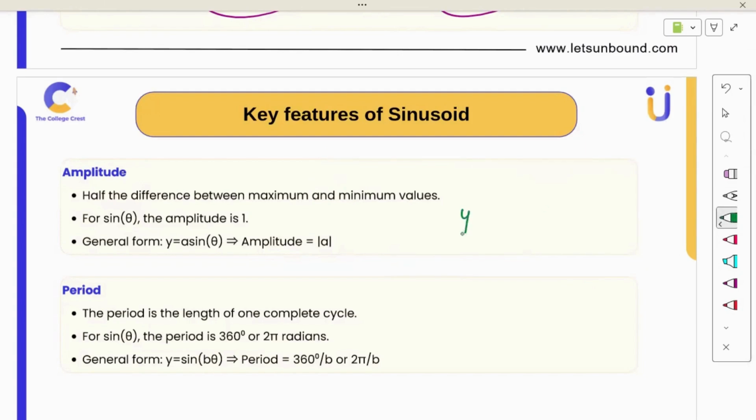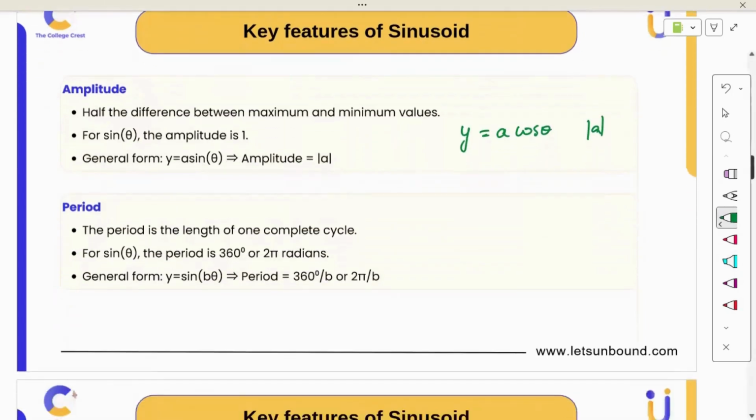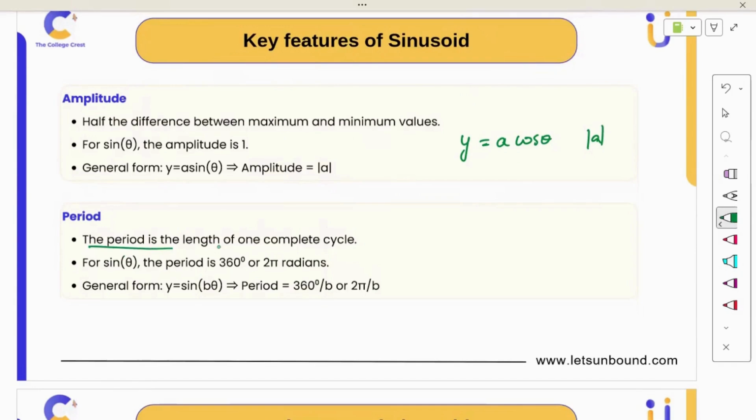If it's a general form, you have y equal to a cos theta, where the amplitude is the modulus of a, right? Now coming to period, we discussed in our first episode what a period is. The period is the length of one complete cycle. For sine theta, the period is 360 degrees, or in radians, 2 pi. In the general form, the period will also differ. It's not always 2 pi. When we apply some multiplicative transformation, the period will get affected.